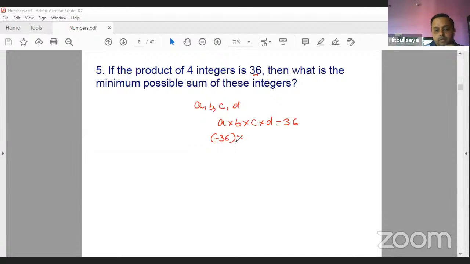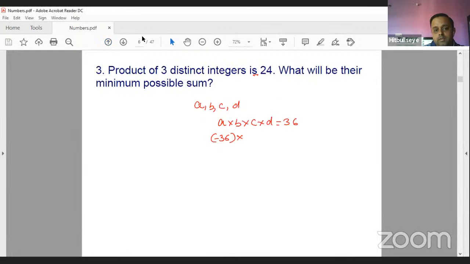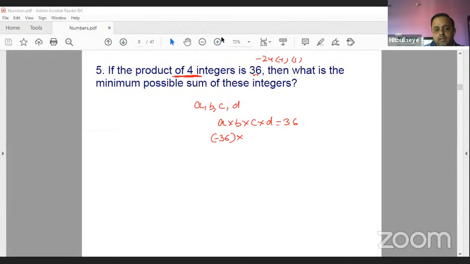Now, there is one more change in this question as compared to the previous ones. In the third question, when we took minus 24, minus 1 and 1, if you remember that, 3 distinct integers were asked. The word distinct was given to you. But in this question, the good thing is, the word distinct is not there. That means there is no obligation to take distinct integers. You can take the integers to be the same also.